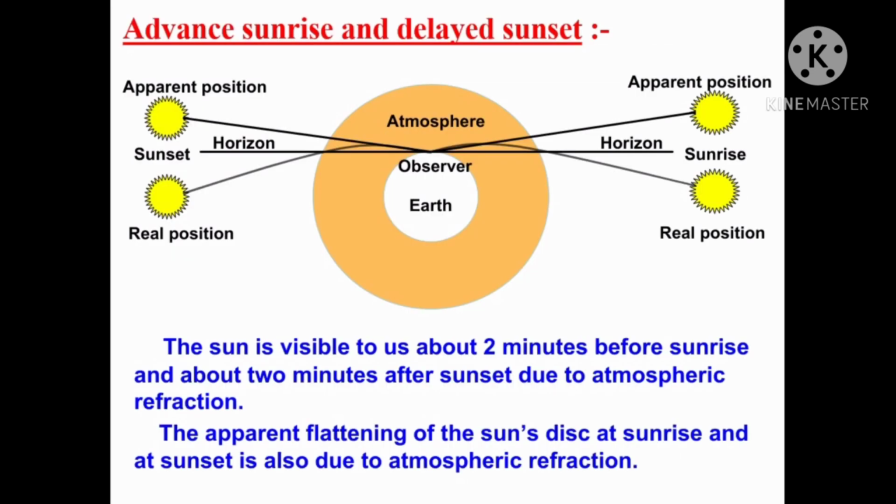Other examples of atmospheric refraction are advanced sunrise and delayed sunset. The sun is visible to you about 2 minutes before sunrise and about 2 minutes after sunset. Again, the reason is the same, atmospheric refraction. The apparent flattening of the sun's disk at sunrise and sunset is also due to the same phenomenon.